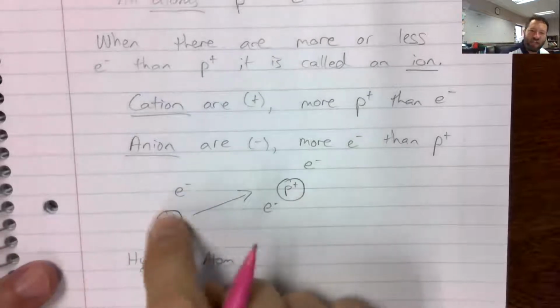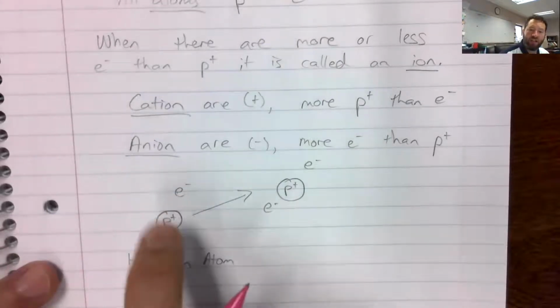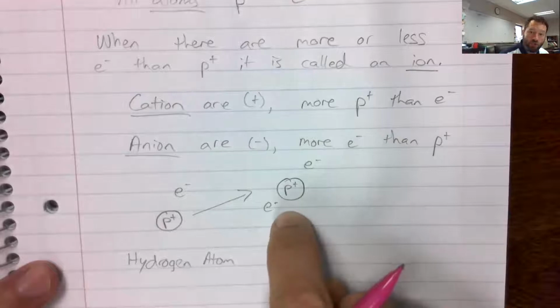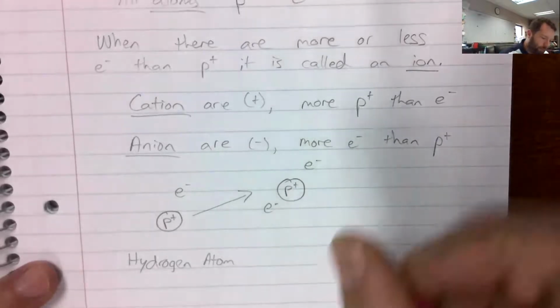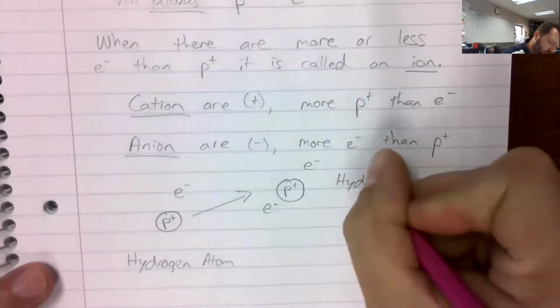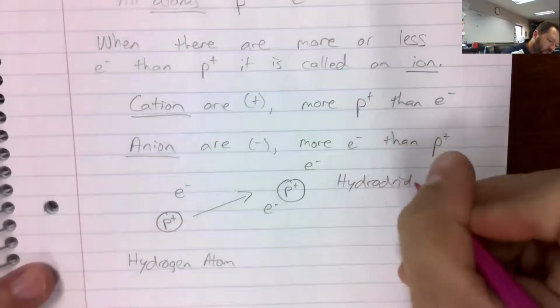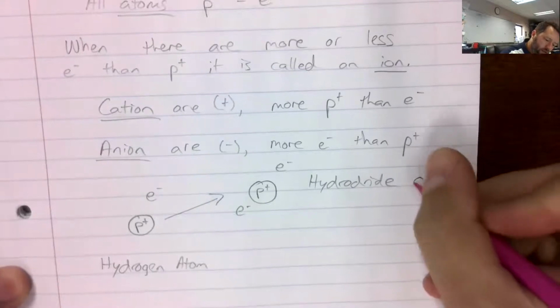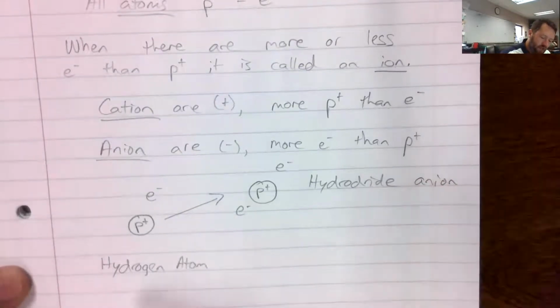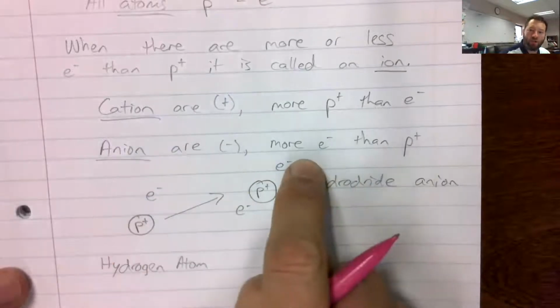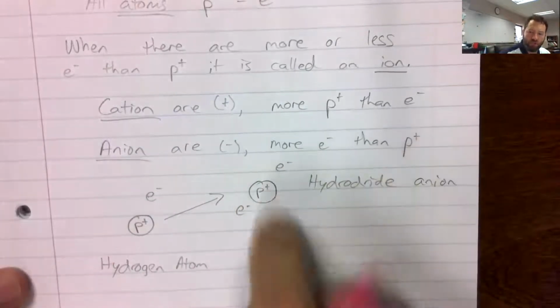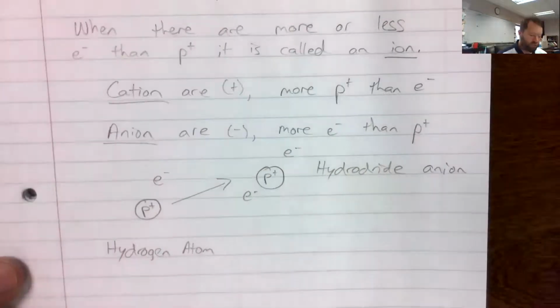So hydrogen atom has one proton, one electron, equal numbers. Now we have two electrons and one proton, not equal numbers. This is what we call the hydride anion. More electrons, two of them, than protons, just one. And we have special symbols for this.